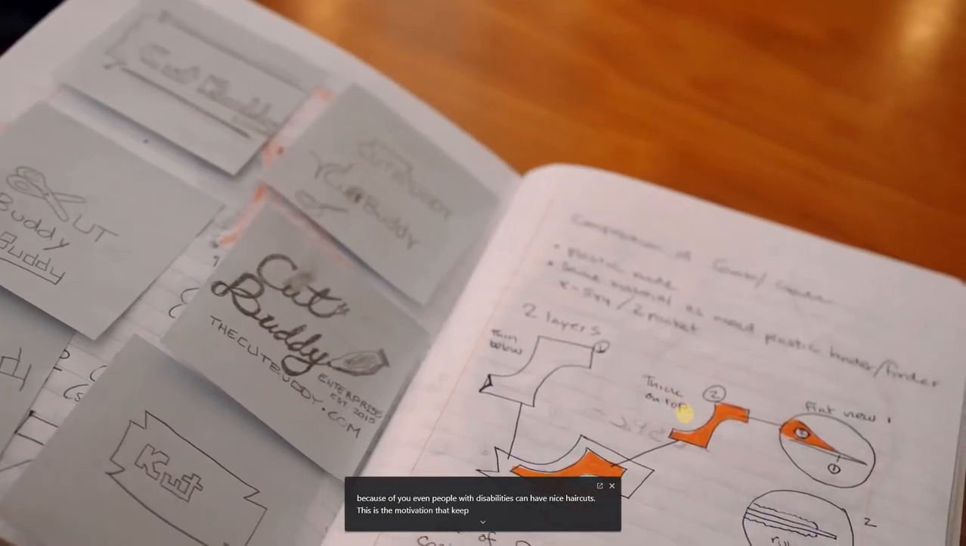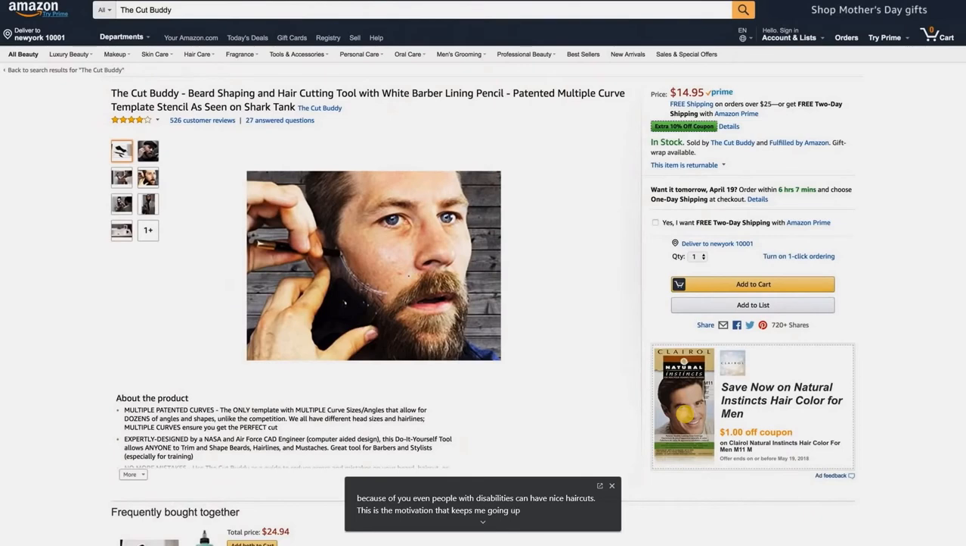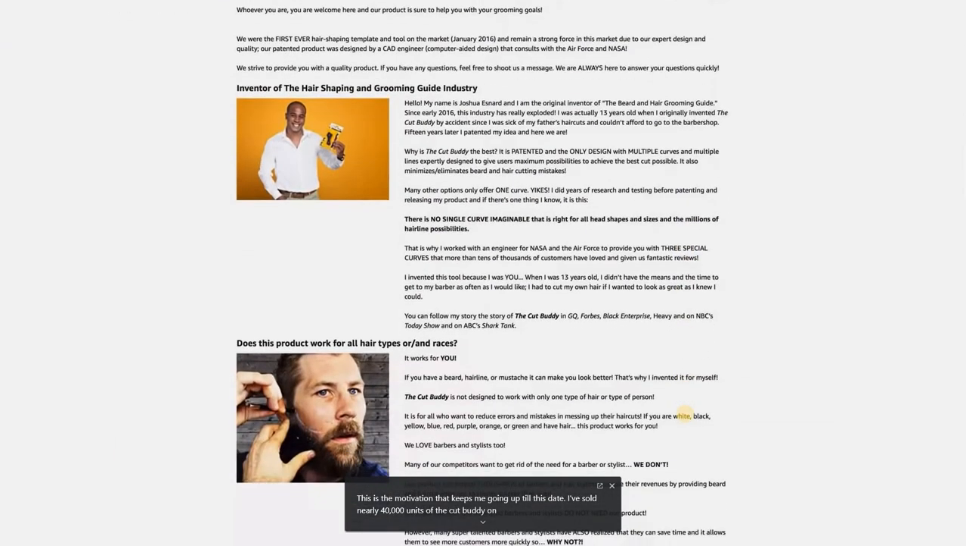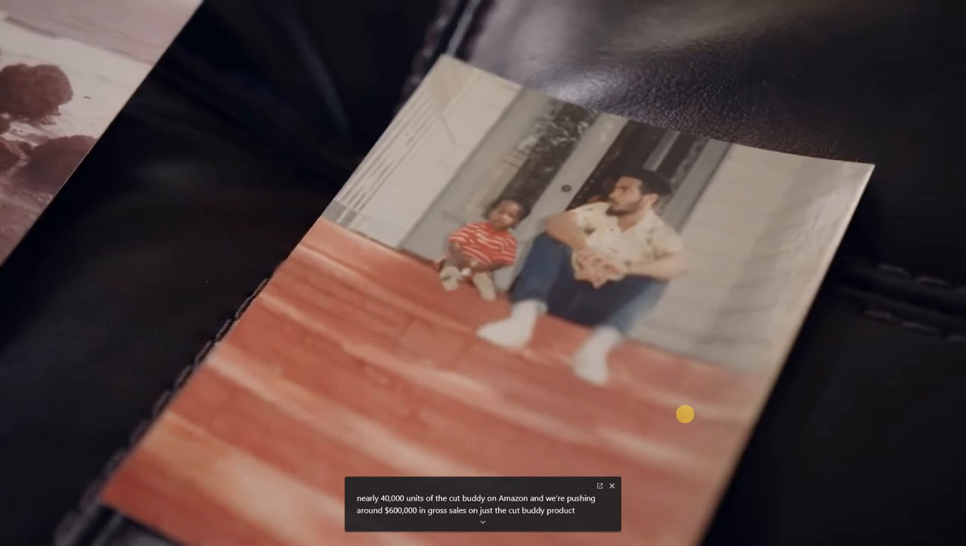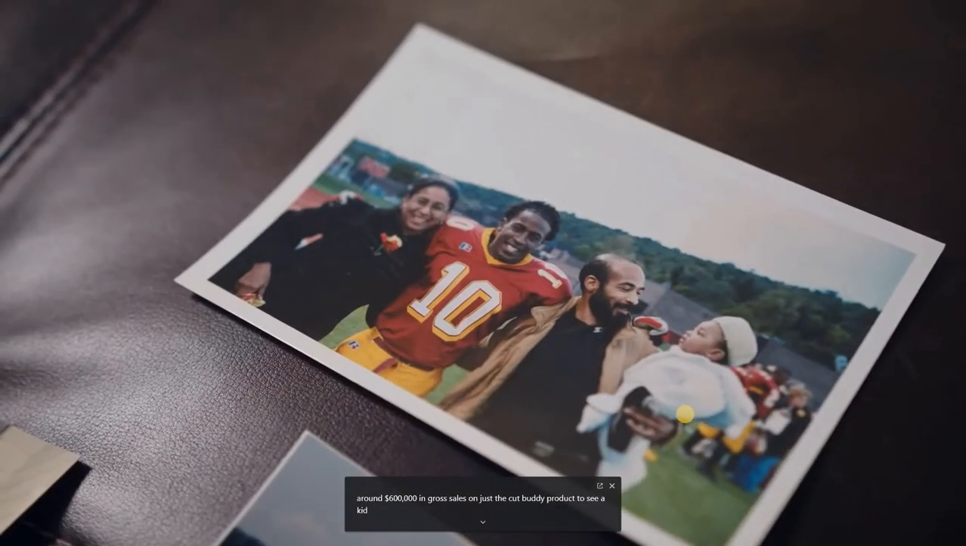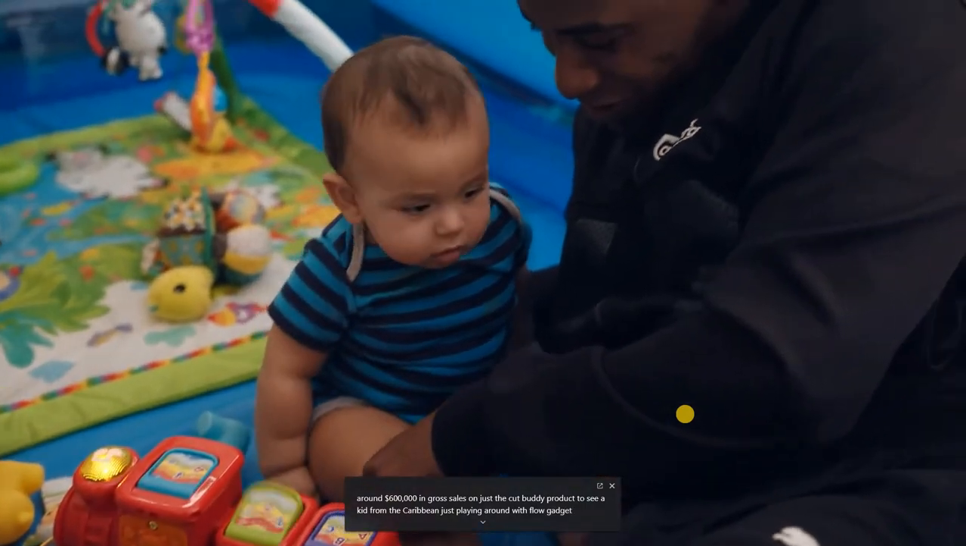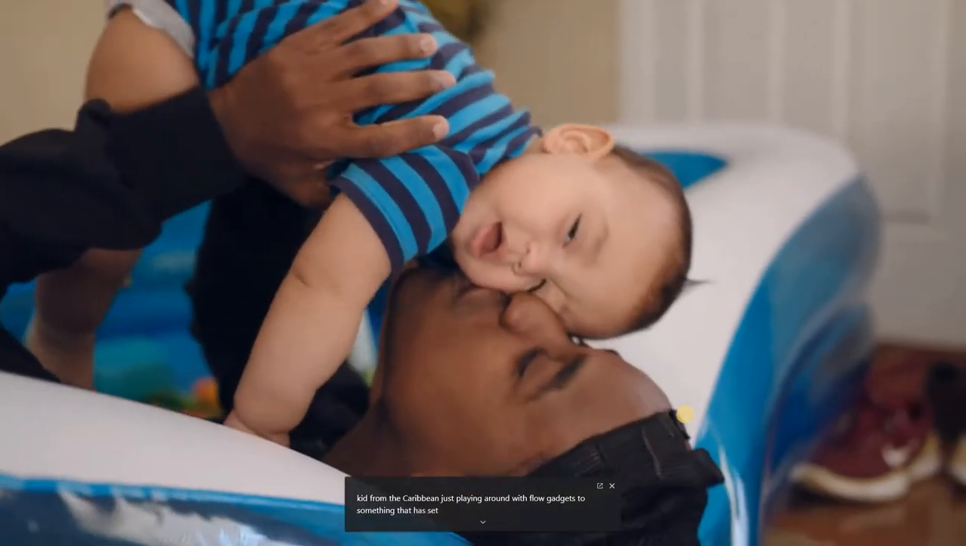Up till this date, I've sold nearly 40,000 units of the Cut Buddy on Amazon, and we're pushing around $600,000 in gross sales on just the Cut Buddy product. To see a kid from the Caribbean just playing around with little gadgets to something that has set me free financially, it's been amazing.